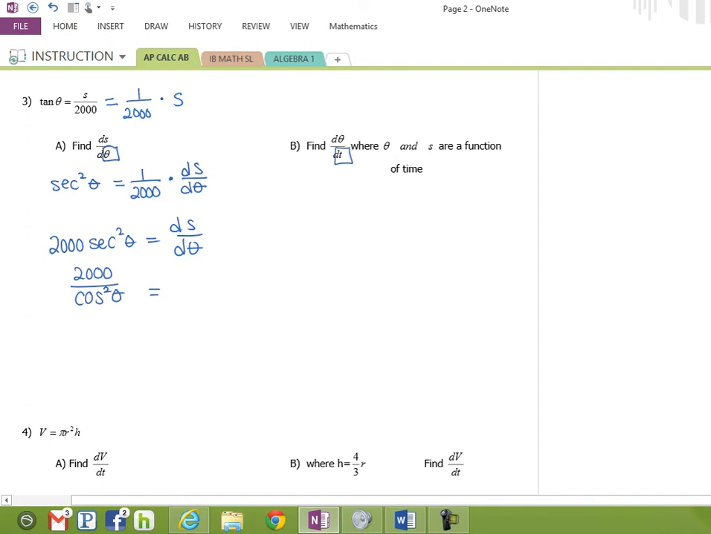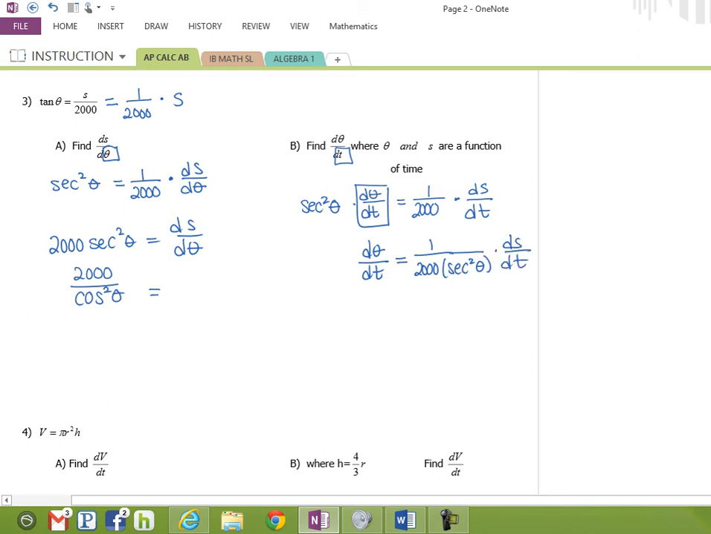Now we're going to do this with respect to time. So when I take tangent's derivative, I get secant squared theta times d theta/dt is equal to 1 over 2000 times ds/dt. Therefore, if I just want to solve for this, I would move the secant squared over, and I get 1 over 2000 times secant squared theta. Some of you have already simplified that in your heads. This is the same thing as cosine being in the numerator. So cosine squared theta over 2000 times ds/dt.